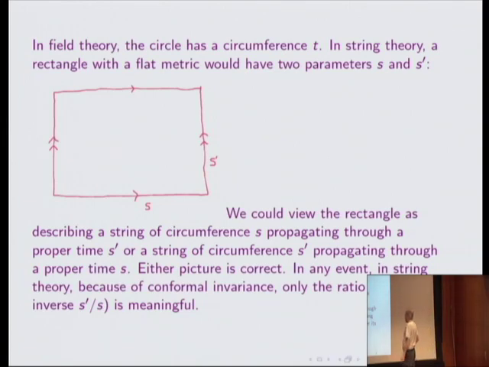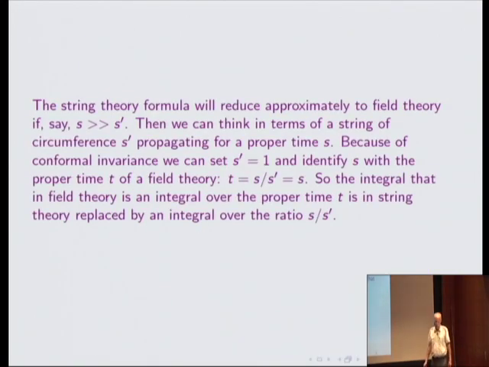But in any case, because of conformal invariance, we're allowed to rescale the metric, and a special case of that is that we can rescale the metric by a constant, meaning we can multiply s and s prime by constants. So only the ratio s over s prime, or its inverse s prime over s, is meaningful. So in field theory, we integrate over the Schwinger parameter t, but in string theory, we're about to integrate over s prime over s. The string theory formula will reduce approximately to field theory if s is much bigger than s prime, or the other way around. Because remember, we have to stretch out the diagram before string theory looks like field theory.